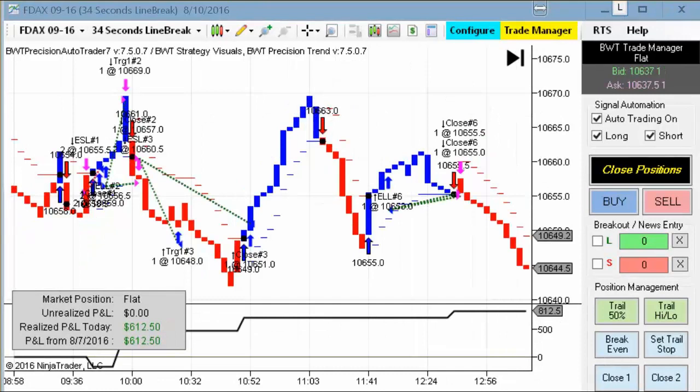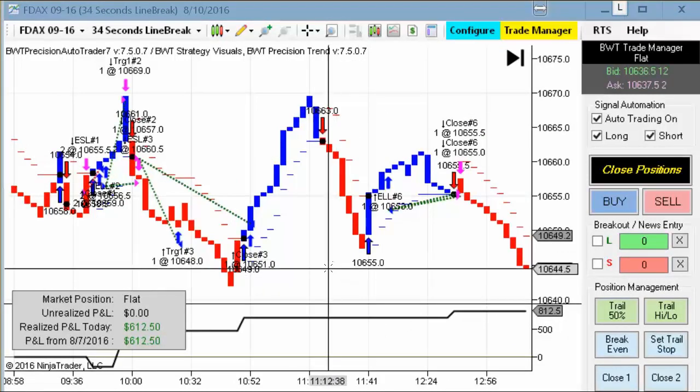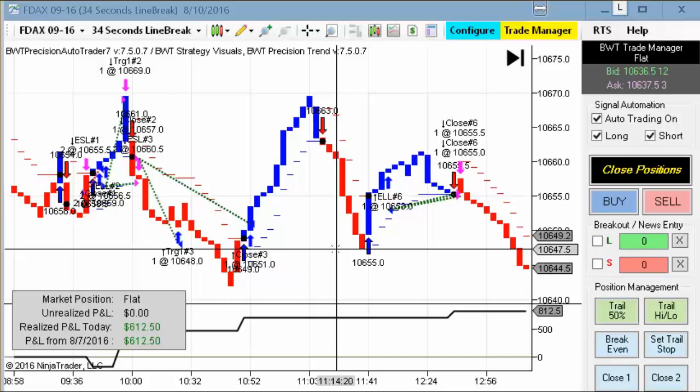Okay, the DAX on the 34-second line break chart. This has been featured quite a bit. This did 612.50 for the day.